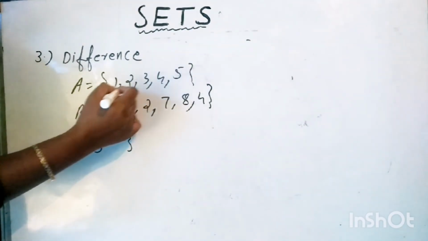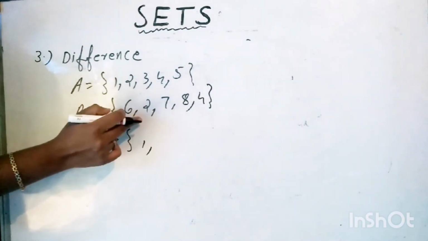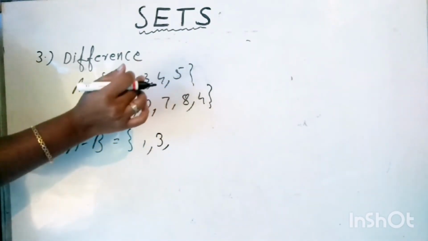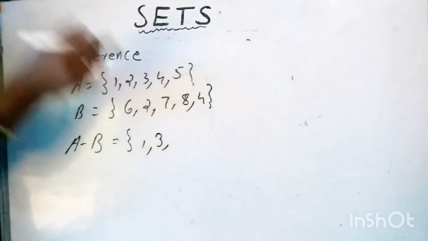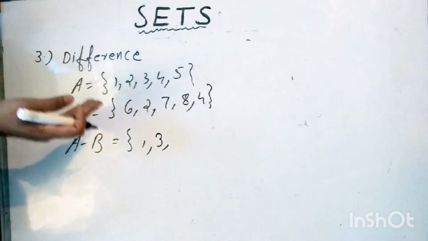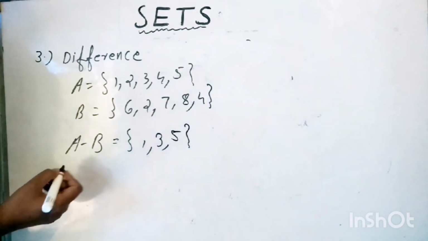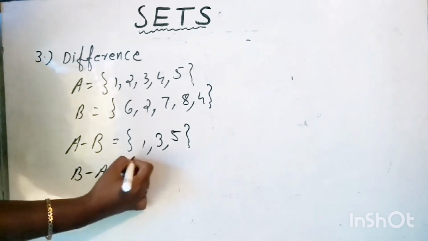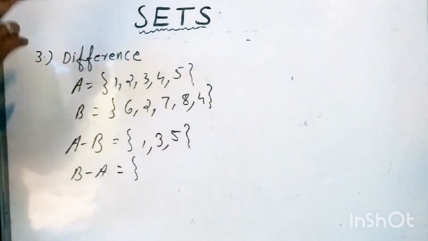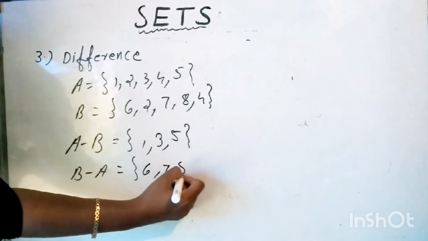1 is an element of A that is not in B, so we will write 1. 2 is an element of A and B, so we can't write it. 3 is written; 4 is also an element of A and B. We need to write the elements in A but not in B. So we will get A minus B is equal to 1, 3, 5. And B minus A means we need to find the elements in B but not in A. That is 6, 7, 8.